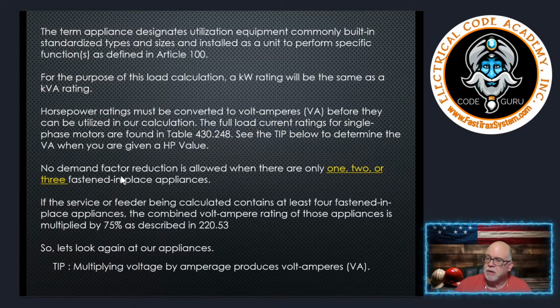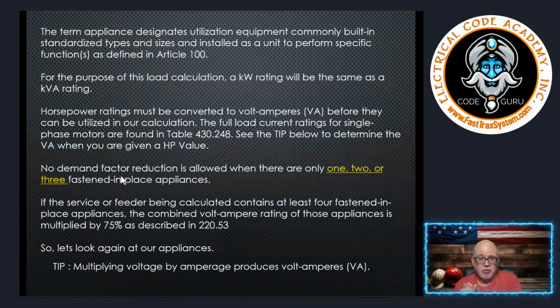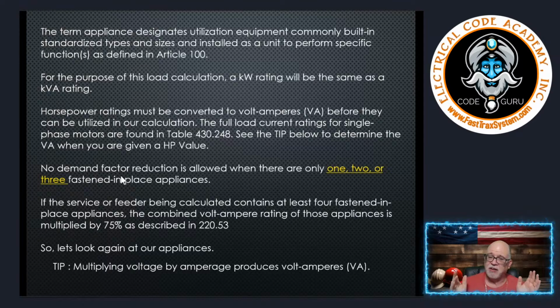All right, so another important thing I want to remind you, when we look at these appliances, if you're doing a load calculation on an exam or even in the real world, and you've only got 1, 2, or 3 appliances, then you do not get to apply any demands. You don't get to take advantage of 220.53. You just take those appliances at their full VA value, and you simply have to add them to your calculation. You don't get to reduce them in any way, okay?